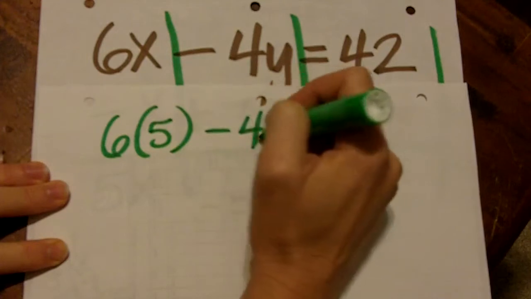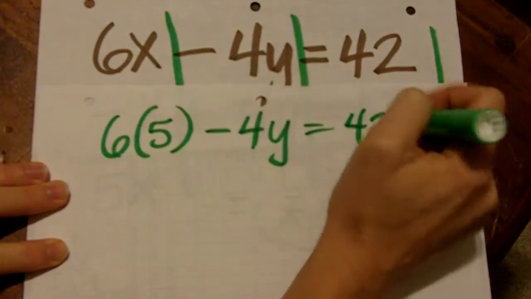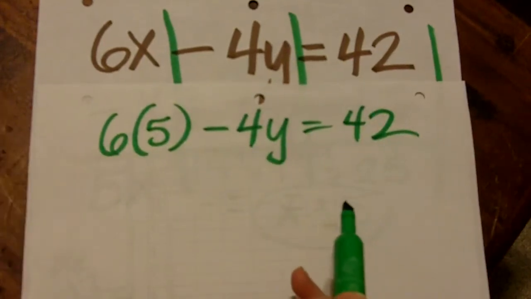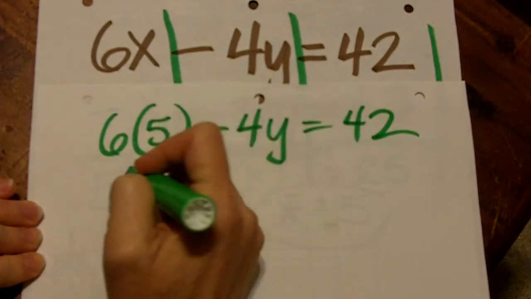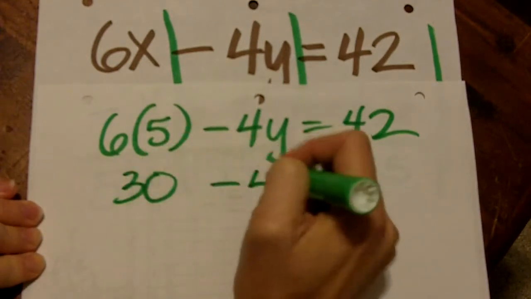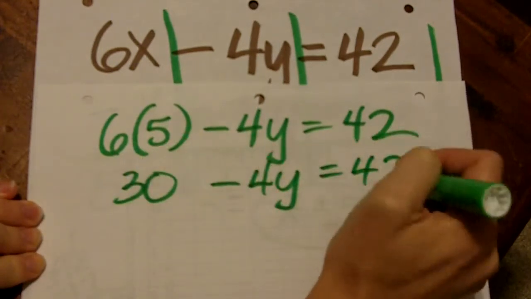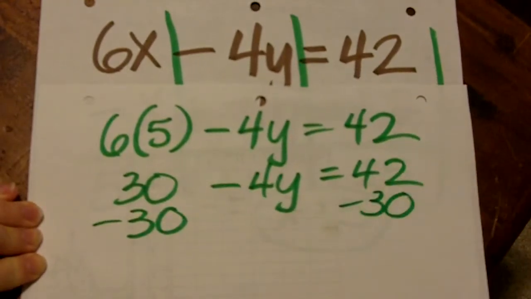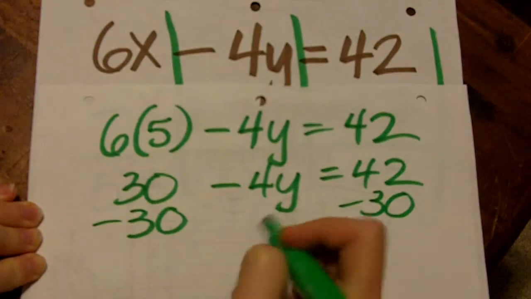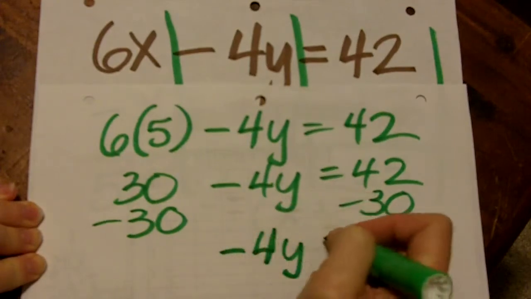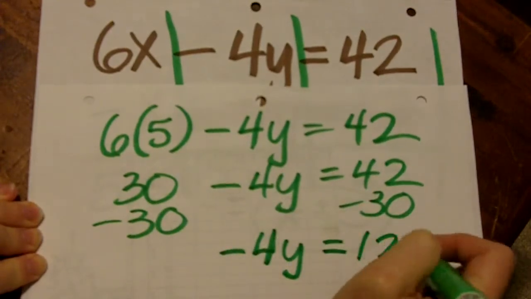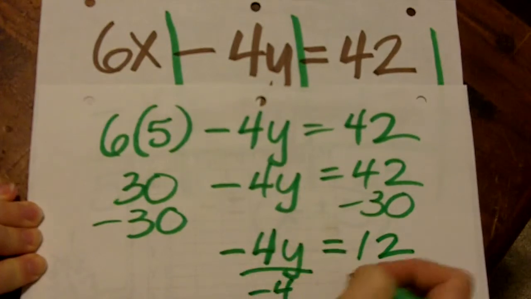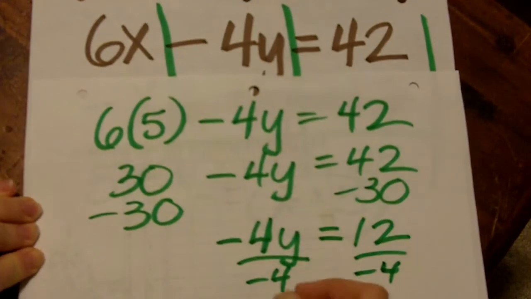So if I have 6, and then instead of that x, I put a 5, minus 4y equals 42. It's just the top equation. I could have chosen either one. It doesn't matter. I get 30 minus 4y equals 42. To get that y by itself, I first subtract 30 from both sides. So I get negative 4y equals 12. Divide by that negative 4, and y equals negative 3.